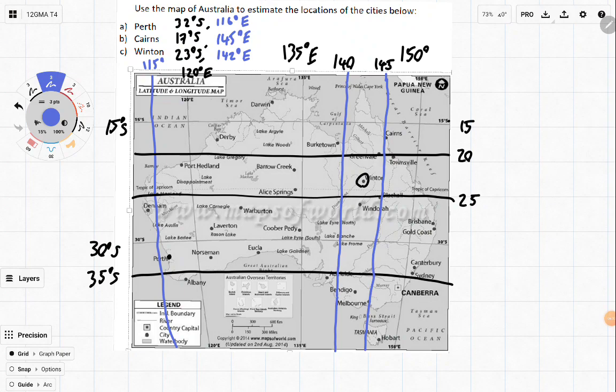Depending on the quality of the map is going to determine how close you need to be getting the right answer. Alrighty, so that's doing a little bit of estimation.